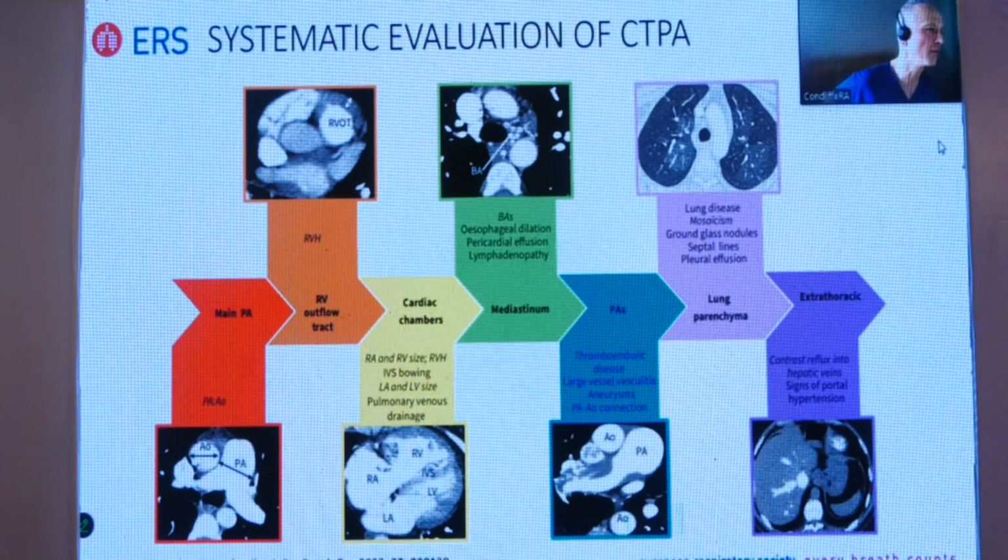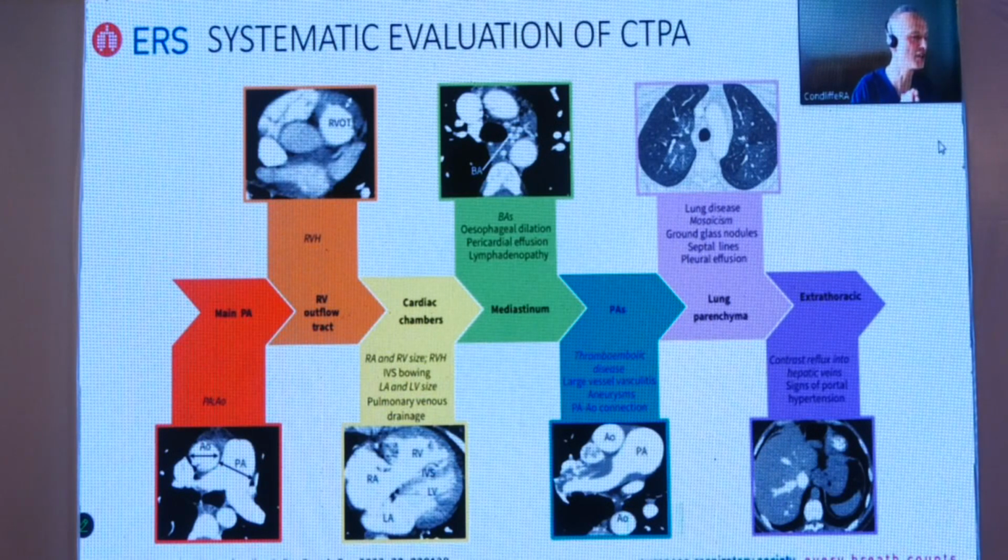Then I look at the lungs: is there parenchymal lung disease? In this case, you'll be able to see mosaicism with areas of high attenuation in keeping with high perfusion, and areas of low attenuation in keeping with poor perfusion, in keeping with chronic thromboembolic disease.